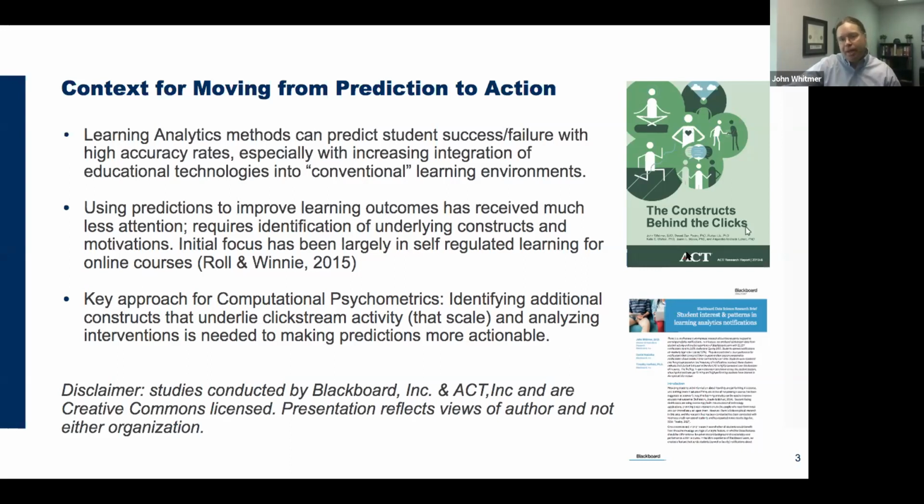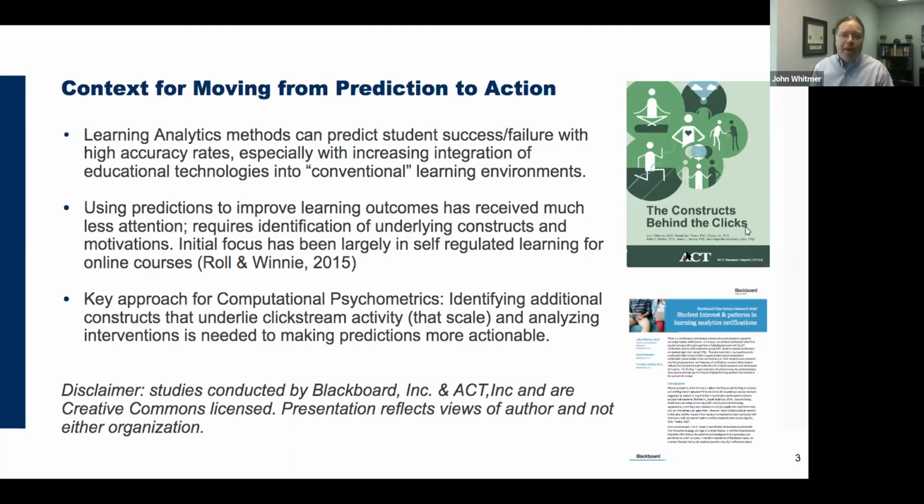And I think part of that is because it requires identification of underlying constructs and student motivations. There's been initial work to do that that's been largely around self-regulated learning, especially for students in fully online courses, recognizing that that's a major aspect of whether those students succeed or fail. So I think here a key approach for computational psychometrics is to identify other constructs that may underlie clickstream activity that also scale to other courses in multiple contexts, as well as analyzing the interventions and the results and outcomes of those interventions.